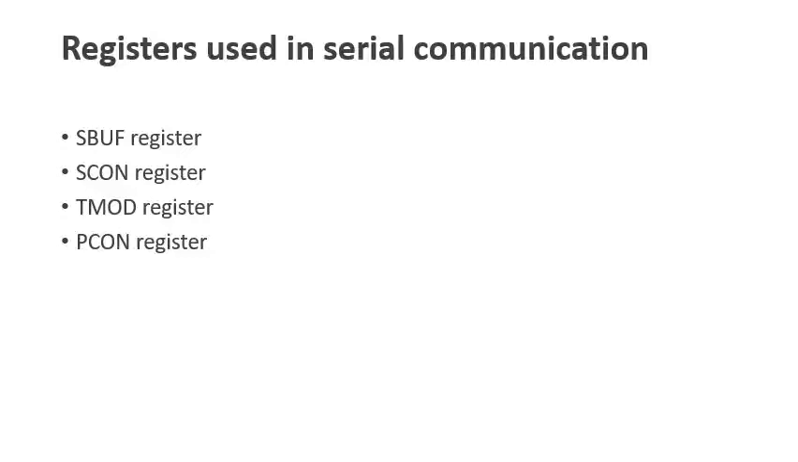SBUF register, that is serial buffer register. These are two buffer registers that hold the received data and the data to be transmitted. Next, serial control register SCON, the control center for serial communication in 8051. The next register is the TMOD register. This register controls the speed of transmission, and the PCON register is used to double the speed of transmission. These are all the registers which are used in serial communication.